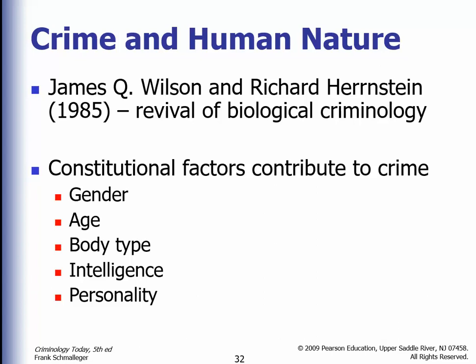Some listed here. Gender. We know males commit more crimes than females. Why? Age. We know that younger people commit more crimes than older people. Body type. Violent crimes. Clearly, athletic people commit more violent crimes than out-of-shape people, just because they can. Intelligence might be related to certain types of crimes that people commit. And personality might be related to certain crimes. Somebody who's got a real aggressive personality, as an example, might be more likely to commit crimes than someone with a more laid-back personality.